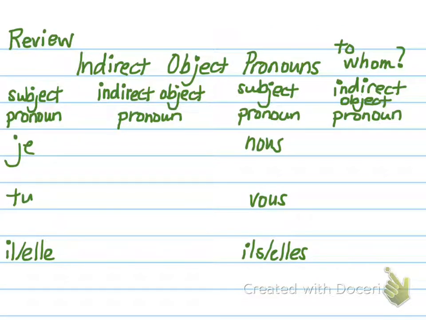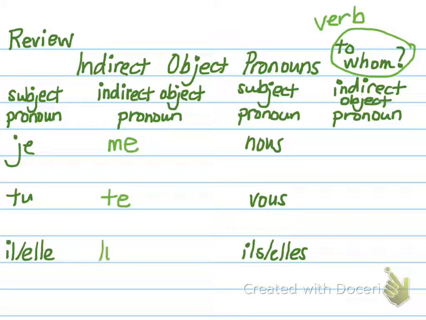Also in this lesson then were the indirect object pronouns. These answer the question to whom for the verb. And again, the indirect object pronoun for je is me, for tu it's te, for il or elle it's lui, for nous it's nous, for vous it's vous, and for il and elle pluriel it's leur.